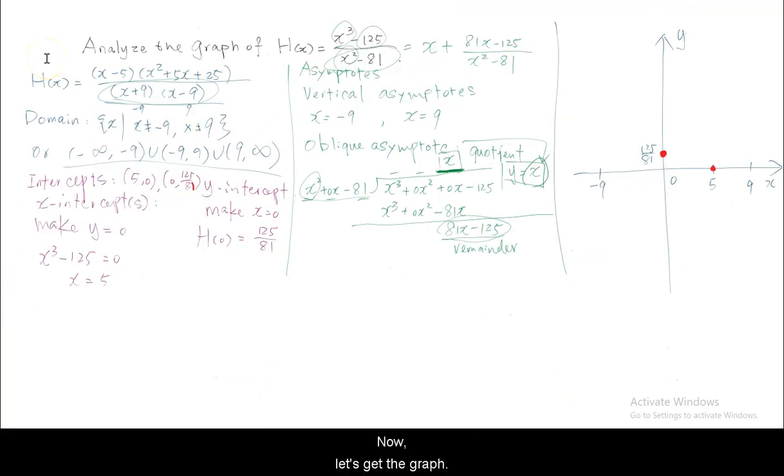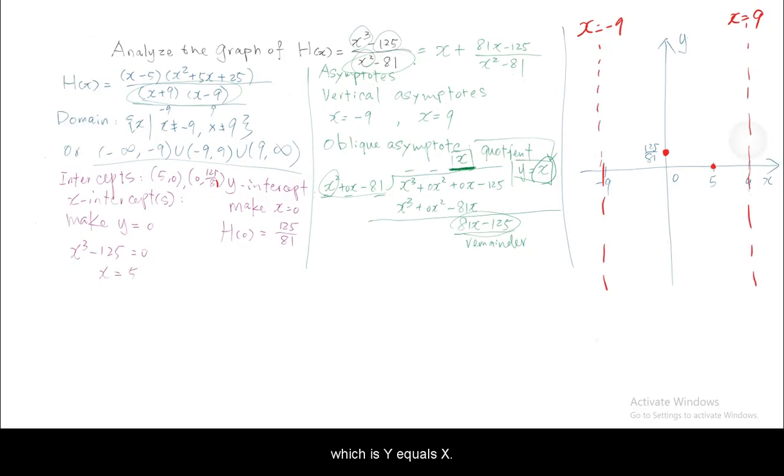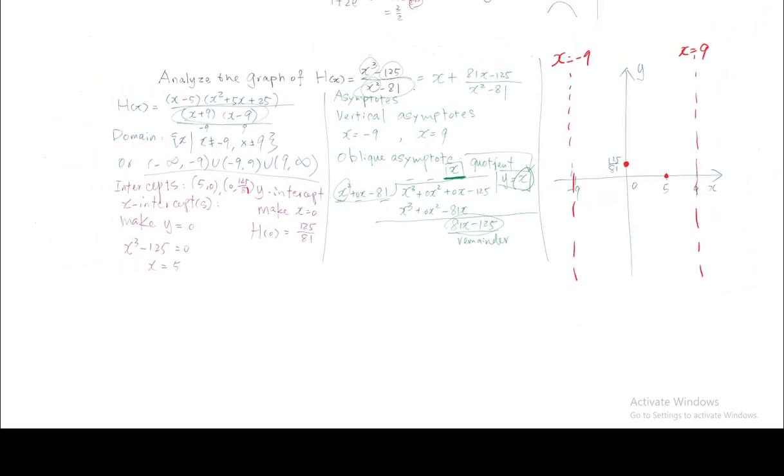Now let's sketch the graph. I first plot the x and y intercepts here, (5, 0) and (0, 125/81). And now the vertical asymptotes, we have one at x equals negative 9, the other one at x equals 9. And we have the oblique asymptote, which is y equals x. So we'll go like this.